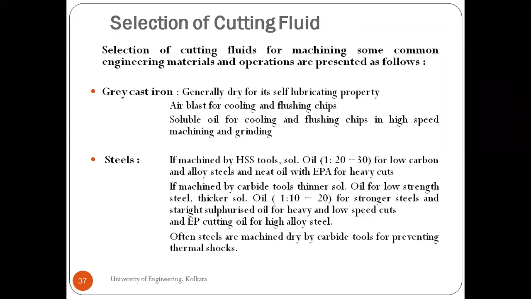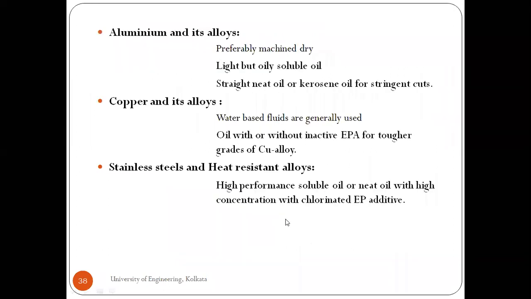However, air blast can be used for flushing of chips and cooling. And soluble oil for cooling and flushing chips can be used. However, it has its own lubricating properties. For high speed steel, we can have some neat oil. We can also have some kind of oil if a carbide tool is employed. Next, aluminum and its alloys, and copper. Depending on all of these, you can see there are different types of oils which are applied.